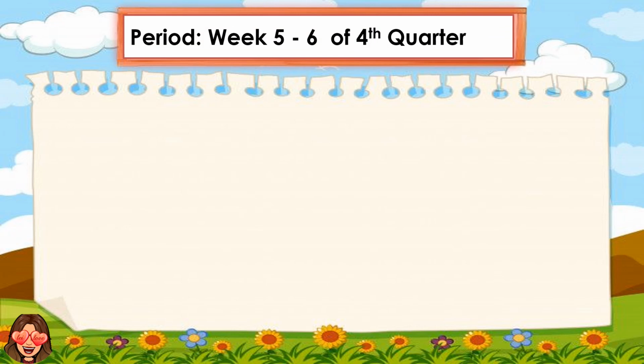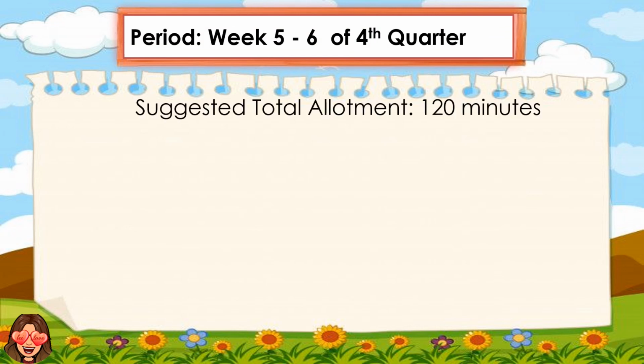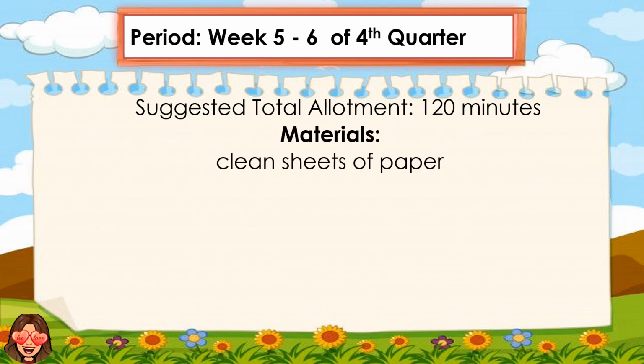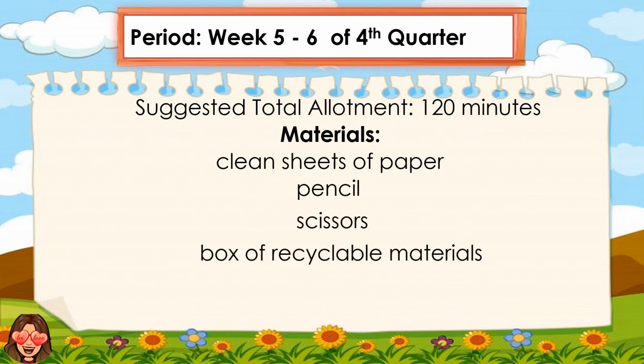Period: week 5 to 6 of 4th quarter. Suggested total allotment: 120 minutes. Materials: clean sheets of paper, pencil, scissors, bags of recyclable materials, crayons, pictures. It is optional.